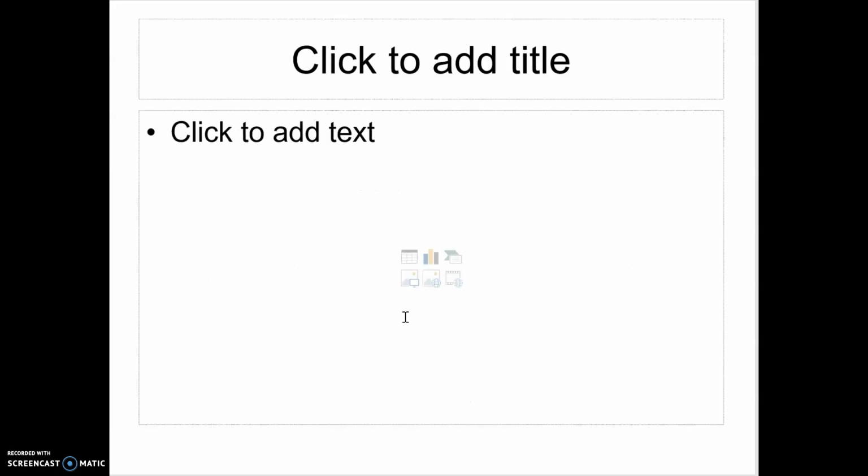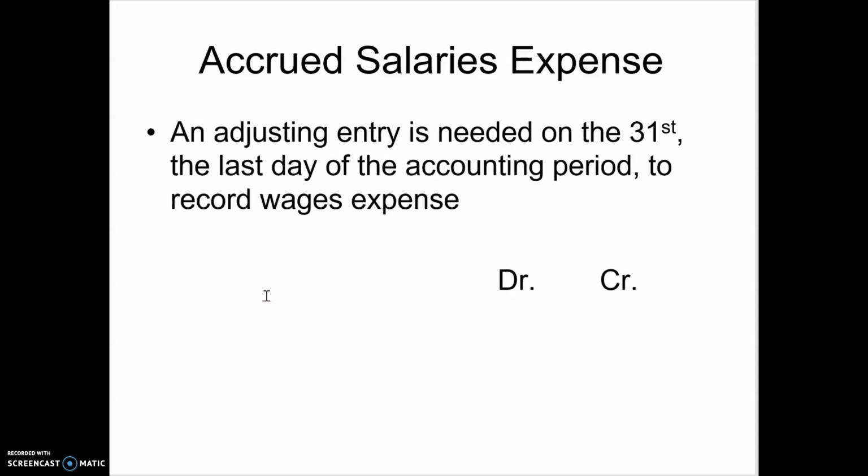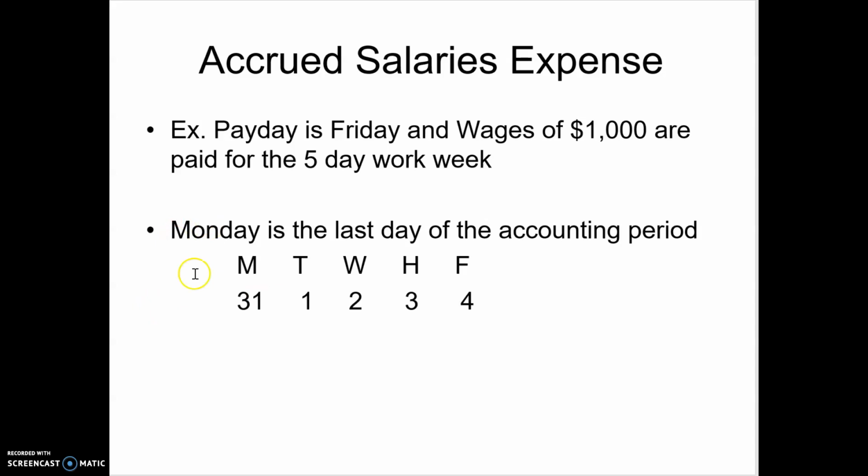Here we go. So here's an example. Payday is on Friday, so here's Friday, and we're going to pay wages of $1,000 for the 5-day work week. But when we look, Monday is actually the last day of the accounting period. We have to make an adjusting entry on the 31st to record the wages expense that was incurred in this month. The 31st is the last day, so we have one day of these wages needs to be recorded as wages expense in this month.